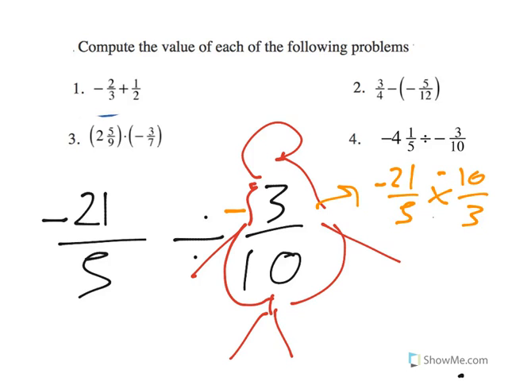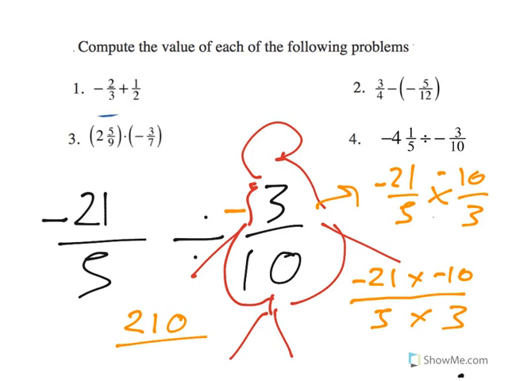And now we have this, and so then it's just simply, you can draw your lines, and you have negative 21 times negative 10, and you have 5 times 3, and you just multiply straight across, and that's your answer. 21 times 10 is 210. 2 negatives make a what? Positive. So it's 210 over 15.